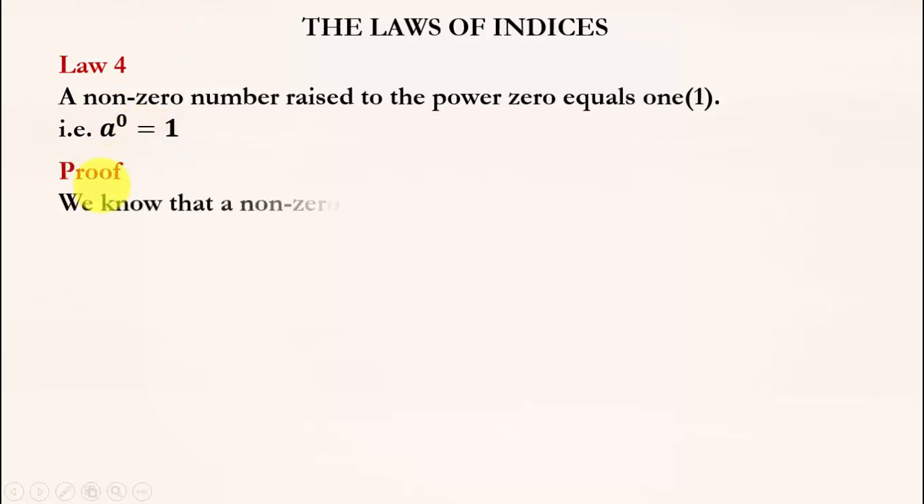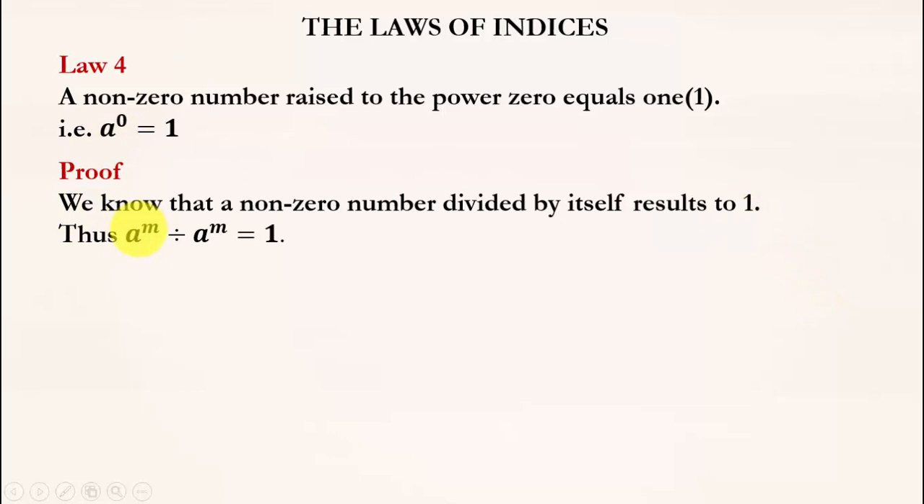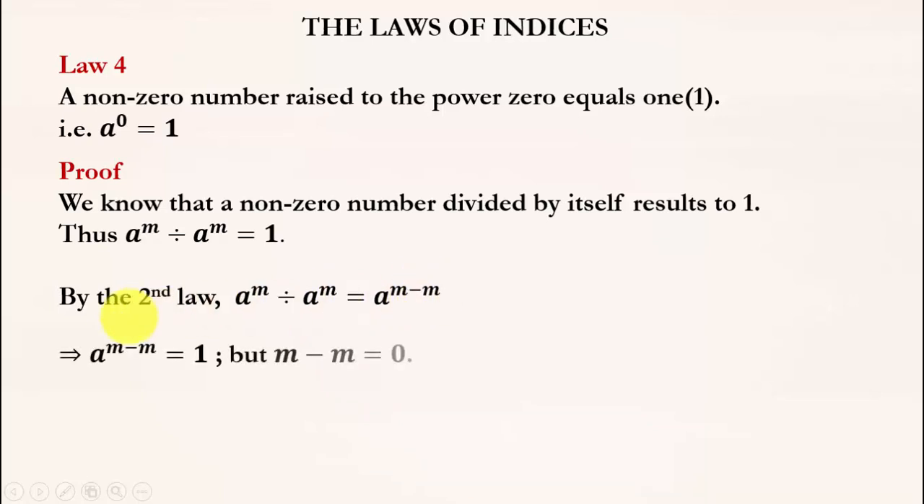Let's prove this. We know that a non-zero number divided by itself results in 1. Thus, if I have a raised to the power m divided by a raised to the power m, I should get the answer 1. So by the second law, a raised to the power m divided by a raised to the power m should be equal to a raised to the power m minus m. Now, connecting the expression to the above expression, we know that a raised to the power m minus m should be equal to 1. But we know that m minus m is simply equal to 0. Now that simplifies our expression to a raised to the power 0 is simply equal to 1. And that proves our formula.